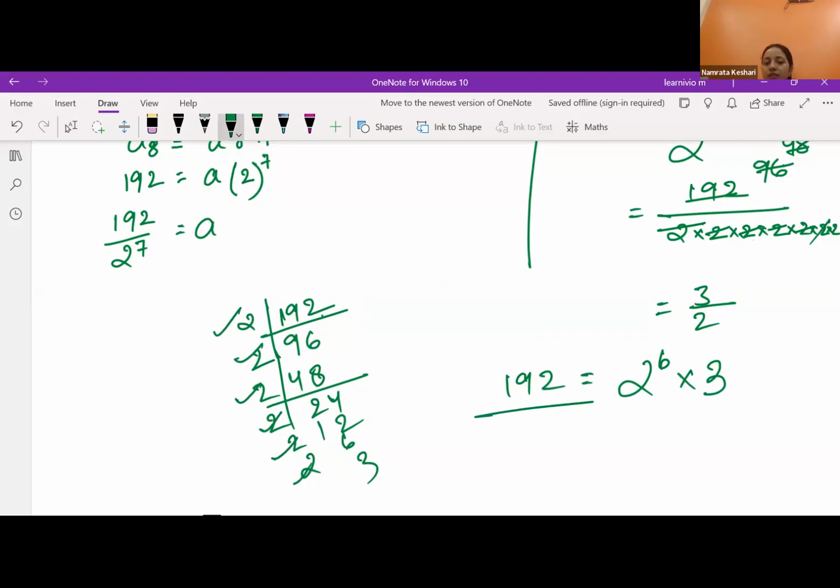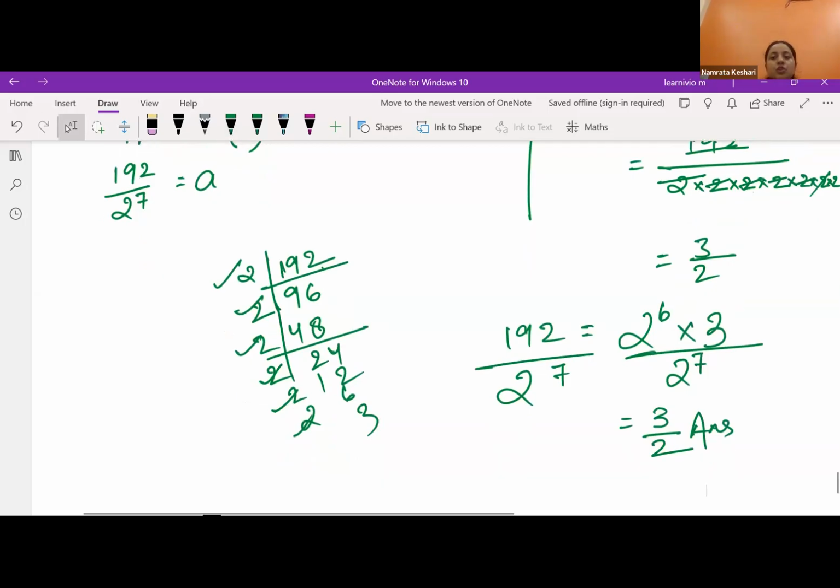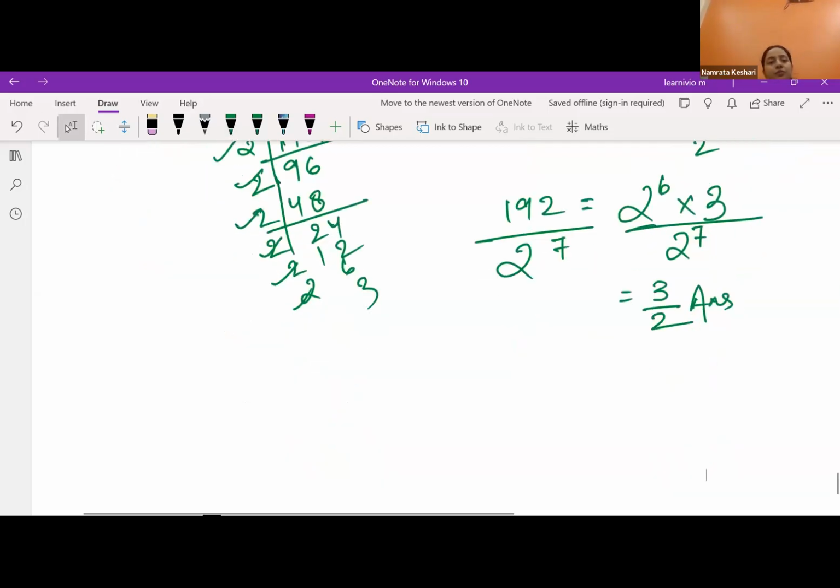And the denominator is 2 to the power 7. Clearly, can you see that 2 to the power 6, 2 to the power 6 gone, and we are having 3 by 2 as an answer. Clear? Yes. So either you do it that way or you do it this way. It's completely up to you. Yeah, you can do both.